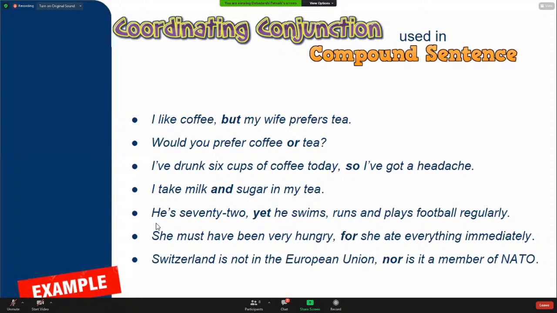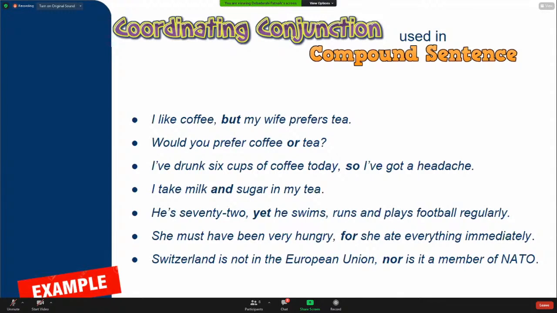Now here: he is 72, yet he swims, runs, plays football regularly. Here yet is the conjunction. He is 72 means I'm talking about his age. Whenever you say he is 40, don't think I'm talking about his weight. No, I'm talking about age. If I'm talking about weight, then I should add the unit. I should add kilo: he is 40 kilo. If I say he is only 40, that means I'm talking about his age. So I will say he is 45 kilo, 45 kg.